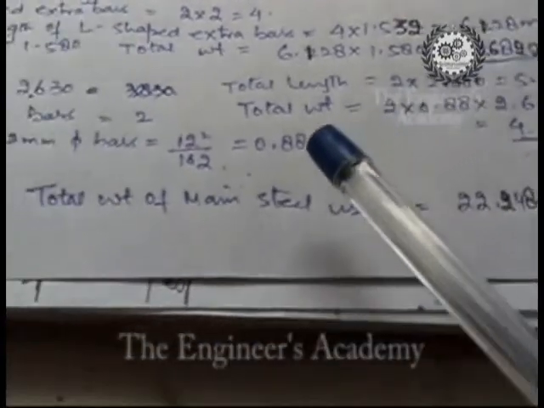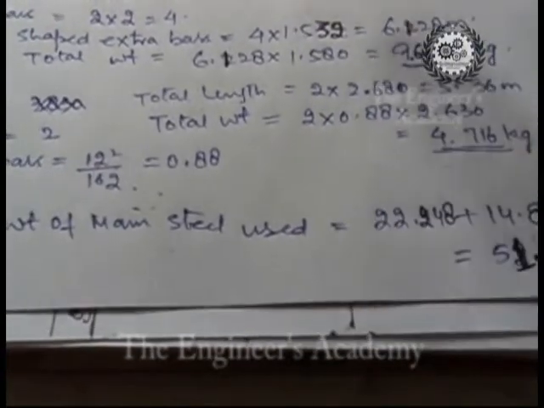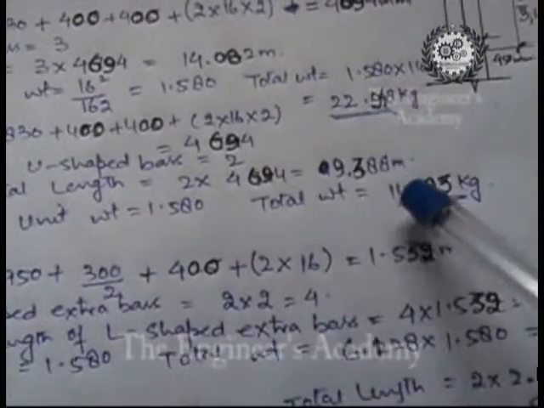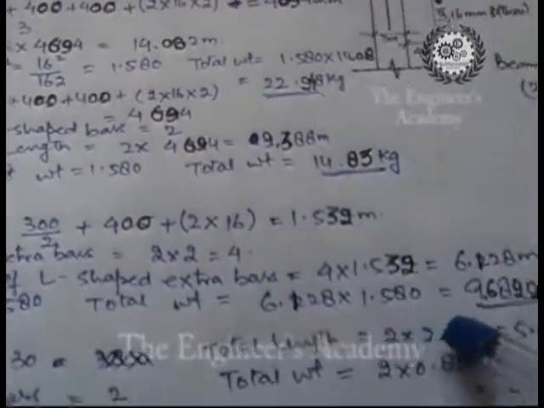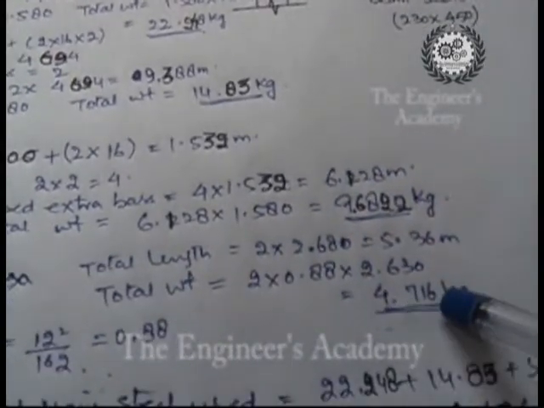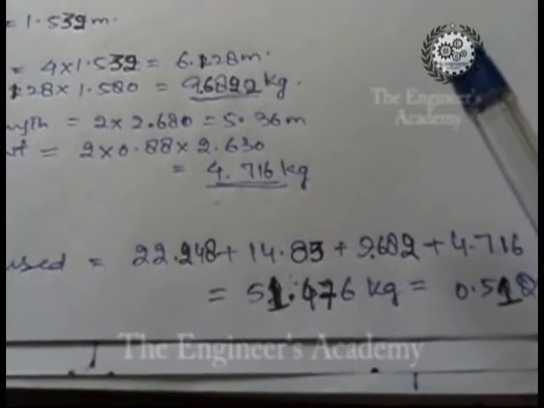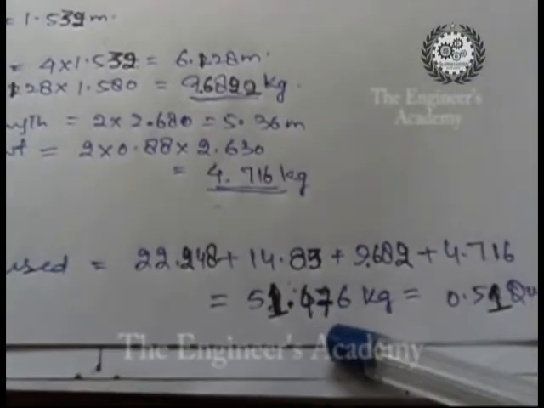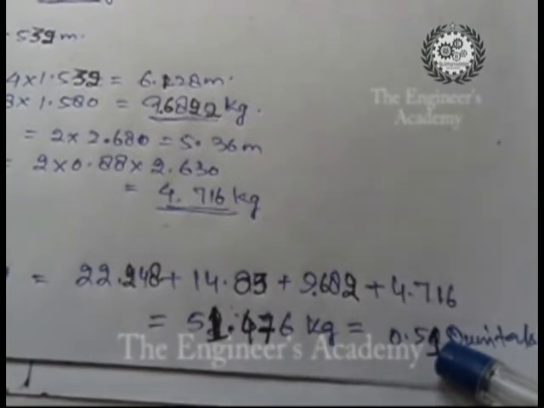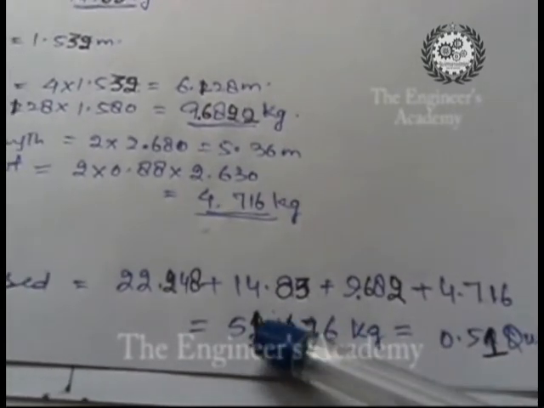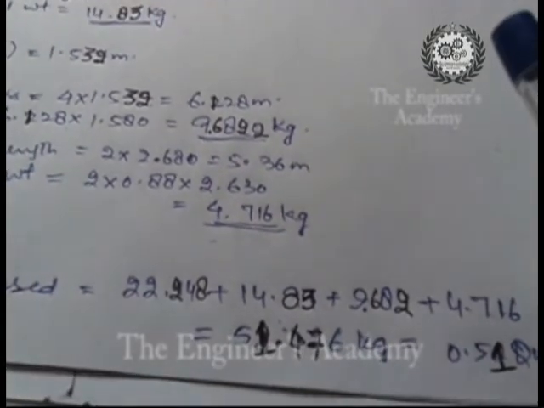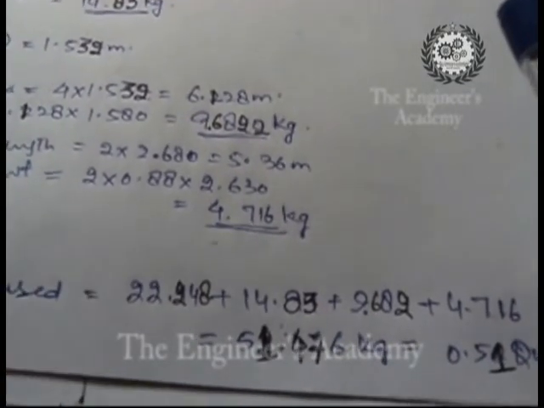Now the total steel will be equal to the sum of these four cases, that is 22.248 plus 14.83 kilograms plus 9.682 kilograms and then 4.716 kilograms, and the total weight will be equal to 51.476 kilograms, and that will be equal to 0.51 quintals, obtained by dividing this by 100, since we have 100 kgs in 1 quintal.